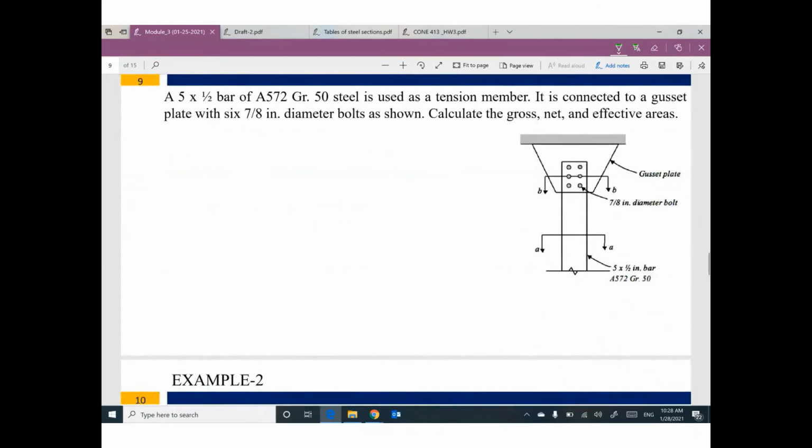Let's do an example here. Let's do the first example. We have a bar element 5" times 1/2 inch made from steel A572 grade 50, used as a tension member. It is connected to a gusset plate with 6, 1, 2, 3, 4, 5, 6, 7/8" diameter bolts. So the diameter of the bolt equals 7/8". Can you calculate the gross, net, and effective area?